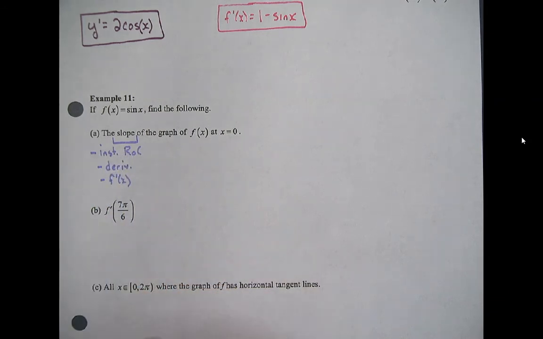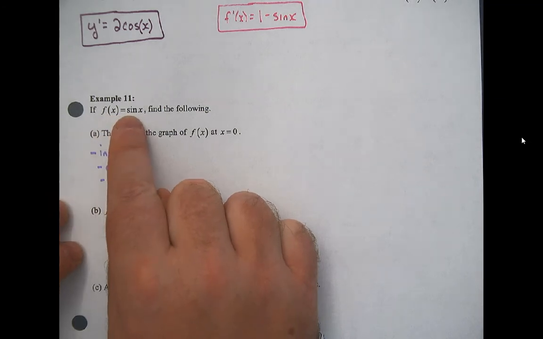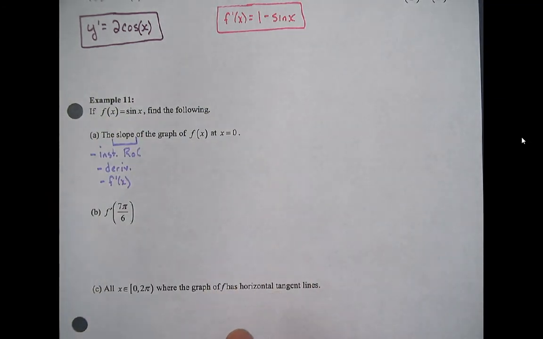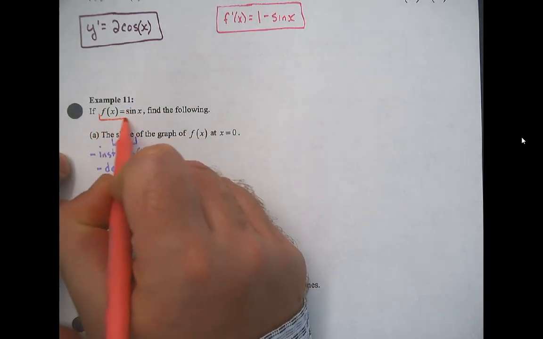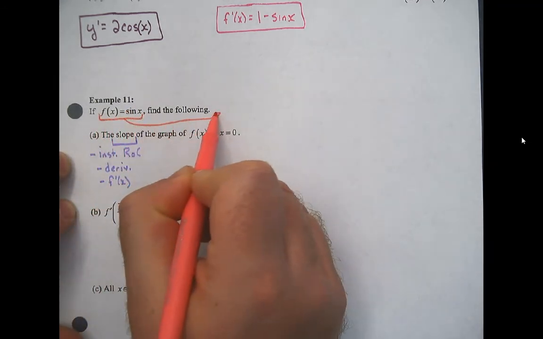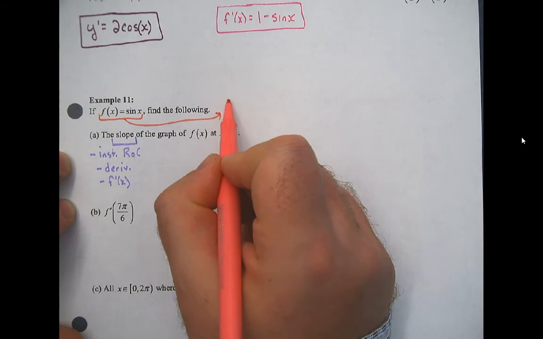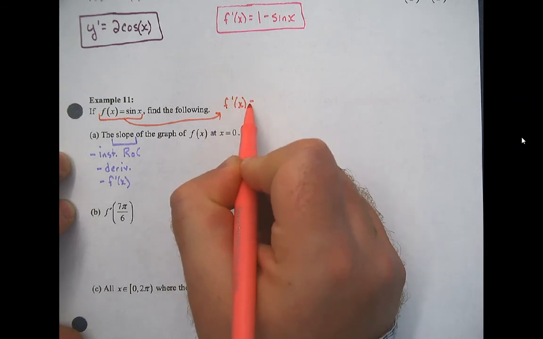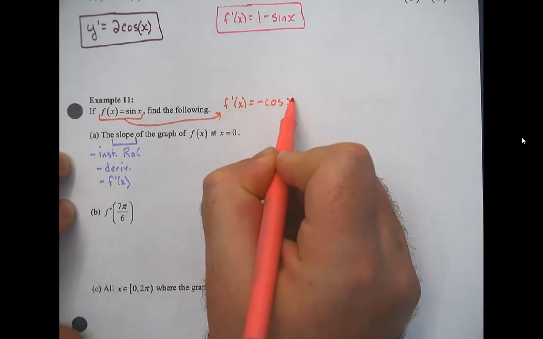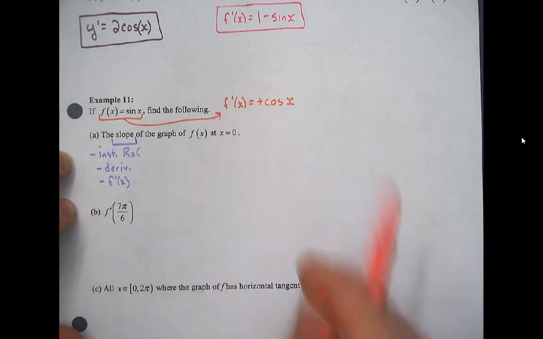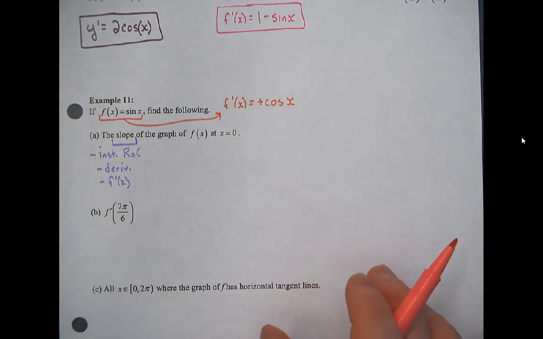Well, let's go ahead and calculate it. So our function is sine of x. I'm going to go ahead and calculate the derivative up here. If f of x equals sine of x, then f prime of x equals negative cosine of x. Try again. I'll remember these someday too. Derivative of sine is cosine, so that's positive. All right, now it's just a matter of plugging and chugging.